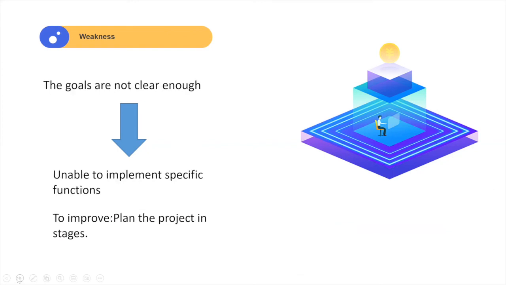The goals are not clear enough because the software priorities set by the team do not focus on the main customer needs. We spent lots of time on the design and implementation of the website pages, resulting in not enough time to extract logic and algorithms from the Excel file, and being unable to implement the specific function. Next time, we need to plan the project in stages.